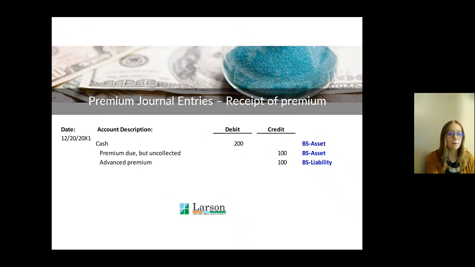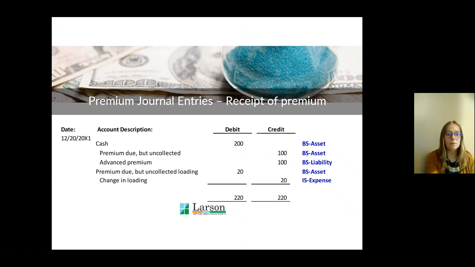So there's going to be an extra $100 in advanced premium. So we don't record revenue until time has actually passed for the policy. So $100 of it will be recorded into advanced revenue as a liability. And then also the loading. And see, it's the loading just for that period. So just that $100 in revenue, not the $200.